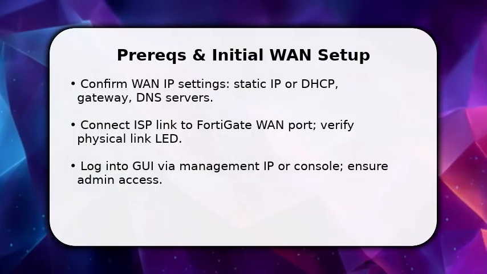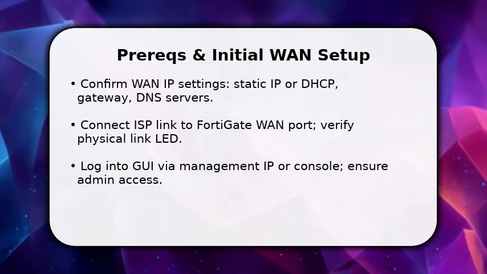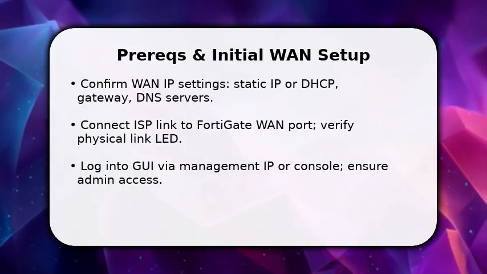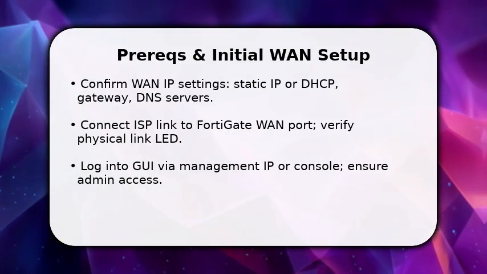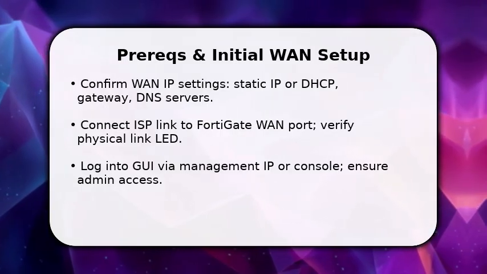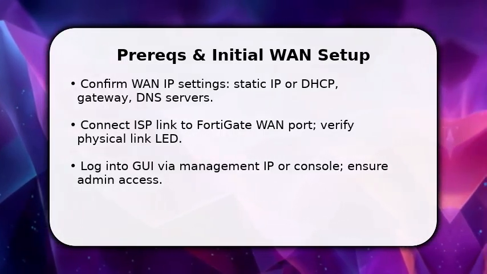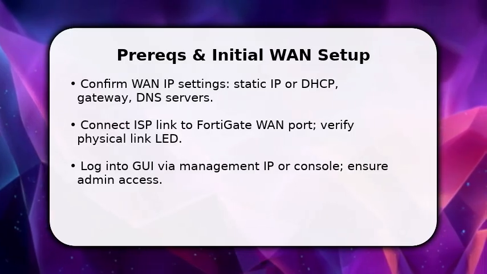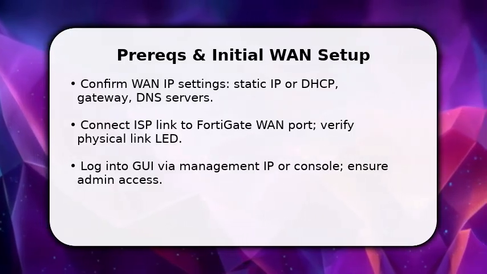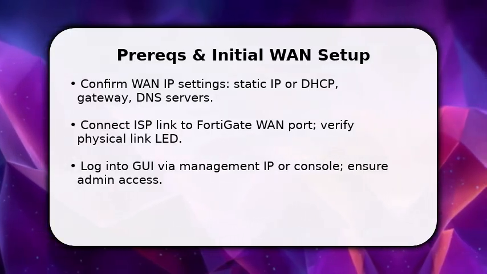You begin by confirming prerequisites. Know whether your ISP provides a static IP or DHCP, the gateway address, and DNS. Next, plug the ISP cable into the designated WAN port and verify the link LED. Physical connectivity prevents wasted troubleshooting.